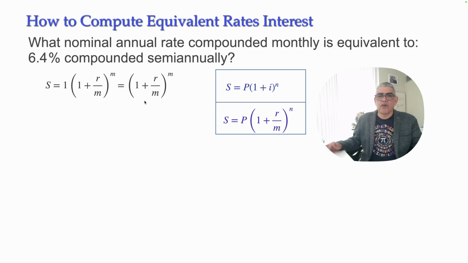And we can use this formula for both interest rates: the one that we know and the one that we are computing. In this example, we are looking for a nominal rate of interest compounded monthly. So for this rate we have (1 + R/12)^12, that is, (1 + R/M)^M. And for the nominal rate that we know, 6.4% compounded semi-annually, $1 will produce the same amount: (1 + 0.064/2)^2. We divide by 2 and take it to the power 2.